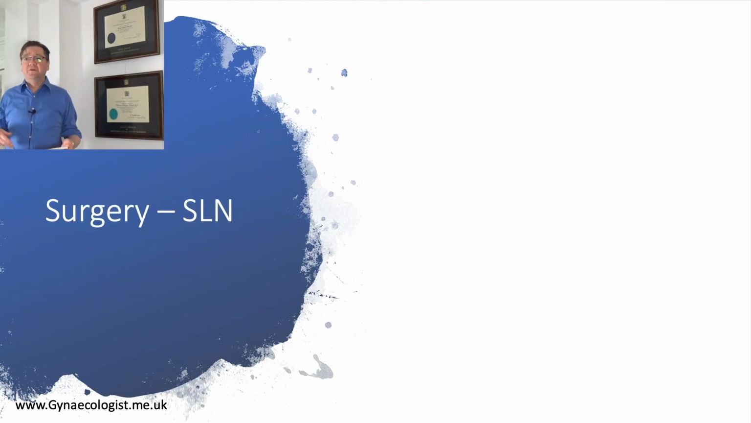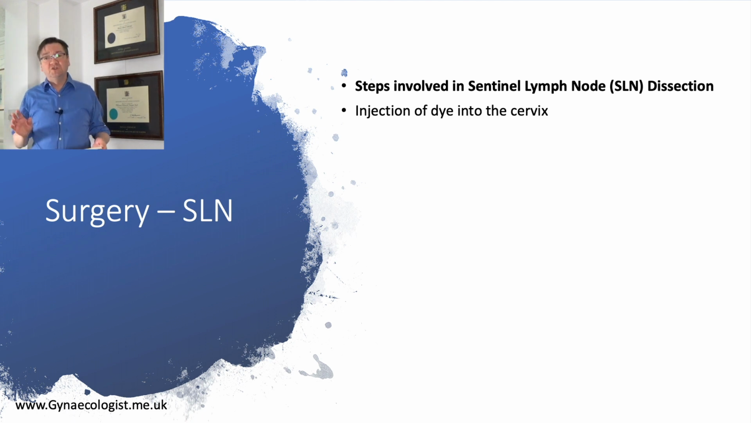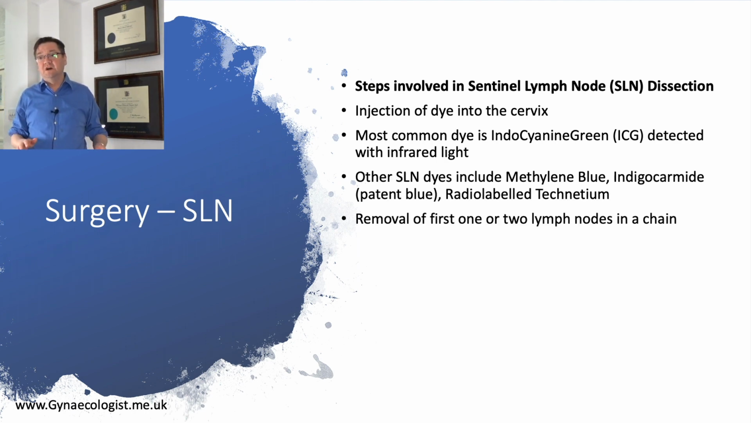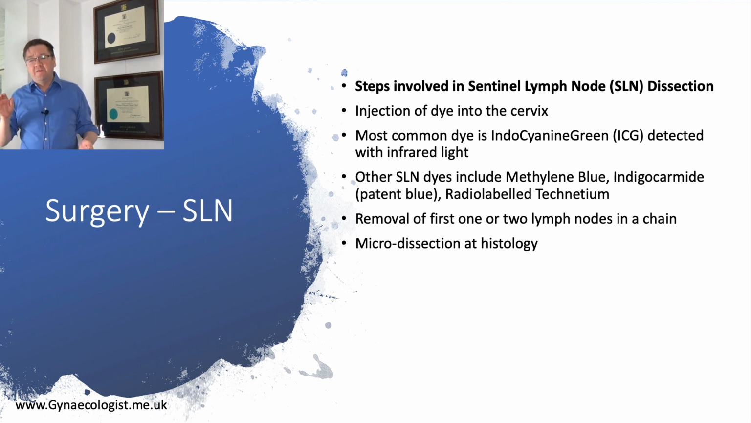So the steps involved in a sentinel lymph node dissection involve injection of a dye into the cervix. The most common dye is indocyanine green, which is looked at with infrared light, but there are other dyes such as methylene blue, patent blue, radio-labeled technetium, or a combination of those. And you remove the first 1 or 2 lymph nodes in a chain. And then when you remove it, you have to do something called an ultrastaging or a micro dissection. So it's a much finer, more time-consuming dissection of the node.